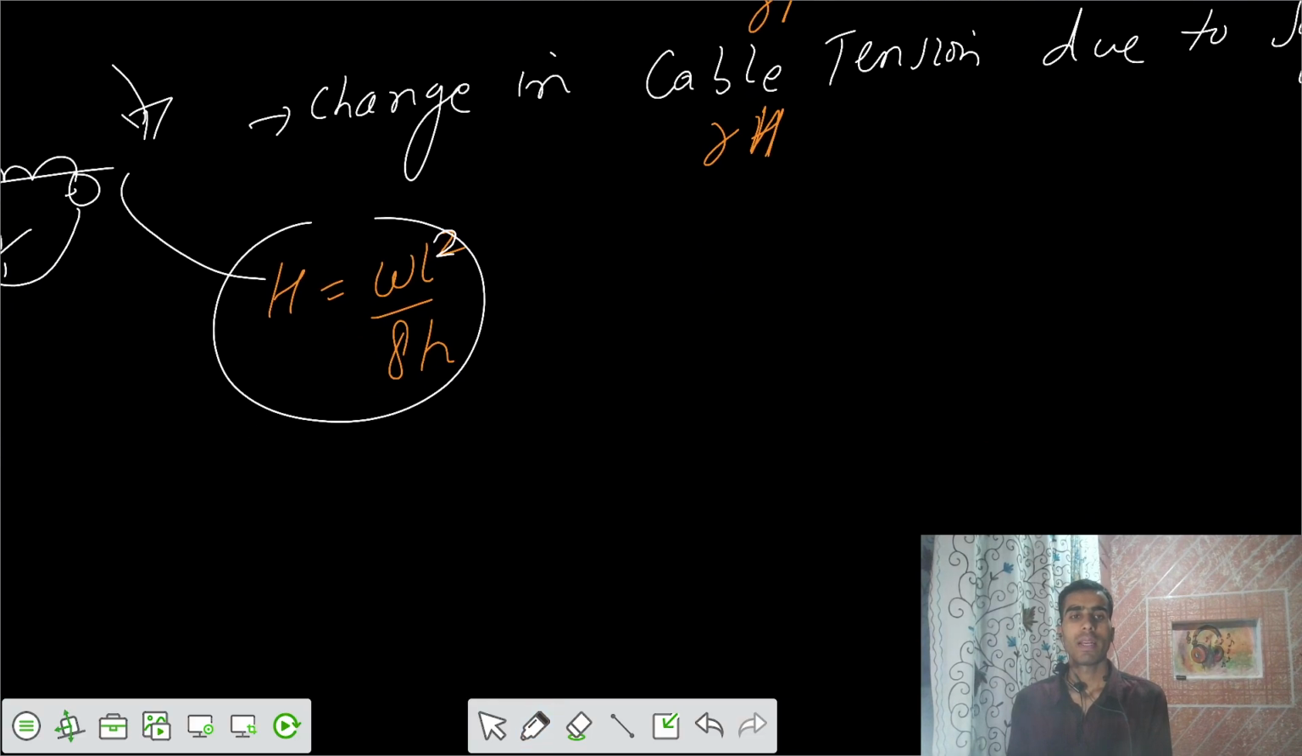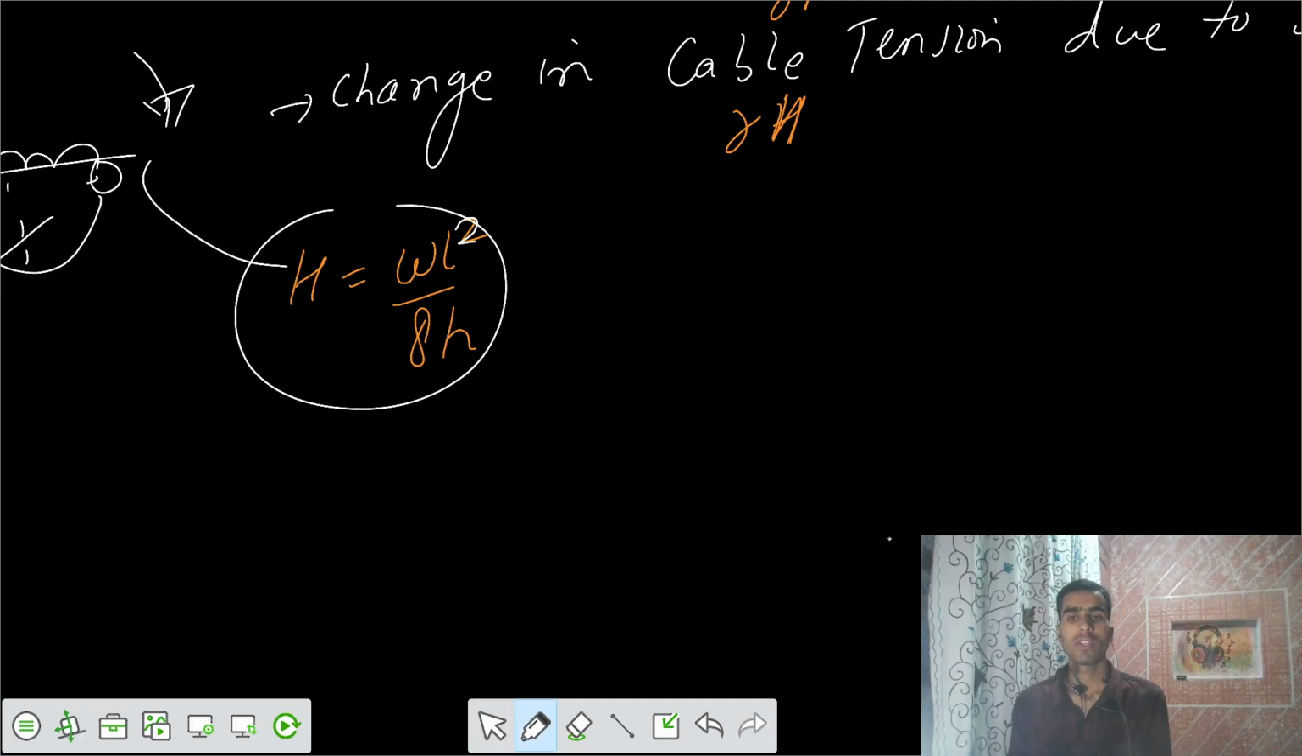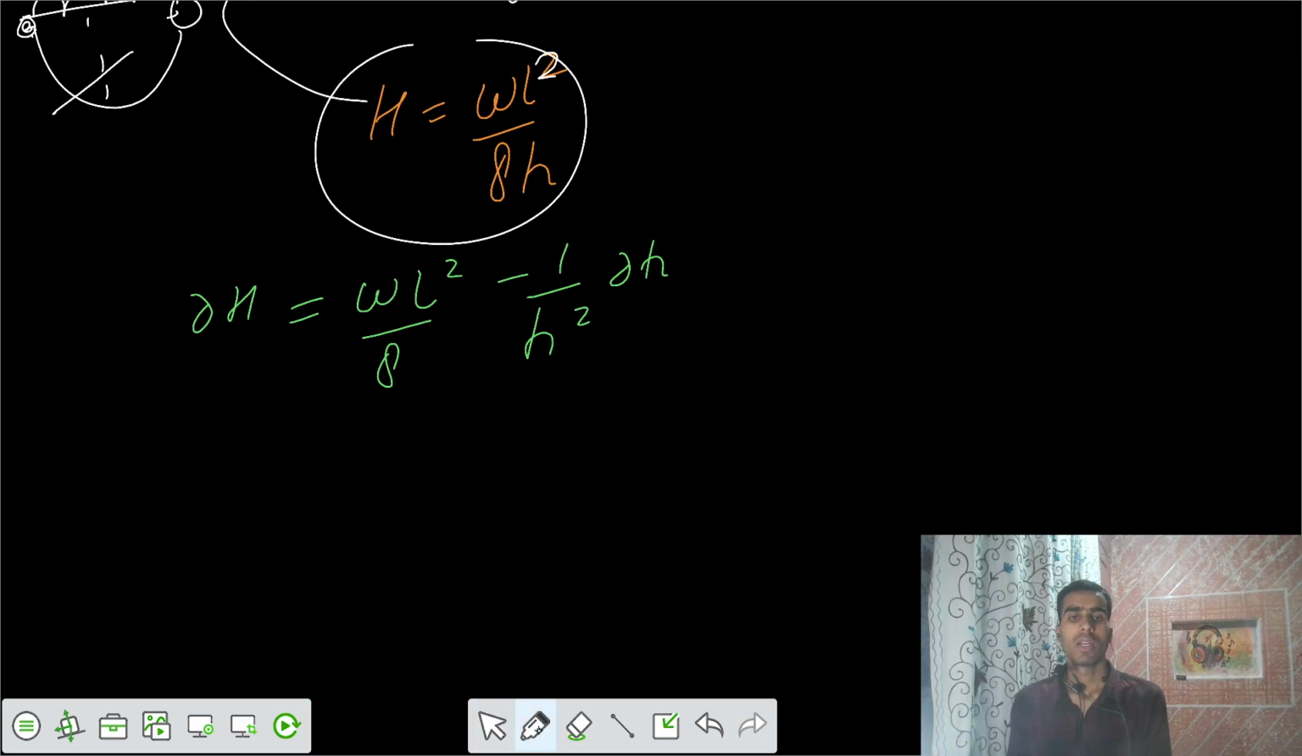And if I differentiate it, I would say dou H equals wL² by 8, and the differentiation of 1 by h is minus 1 by h² into the internal differentiation dou h. So this is your differentiation for this one. And I would convert it in terms of, let's write what is the value.